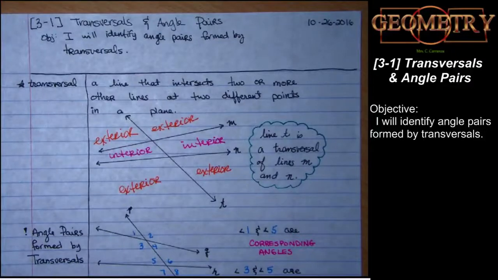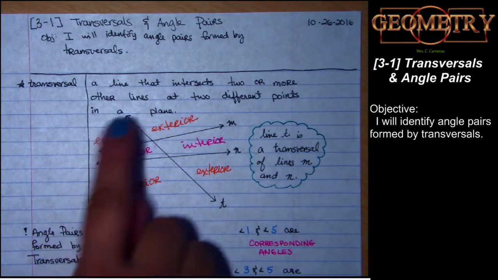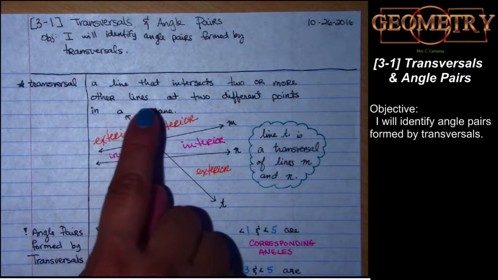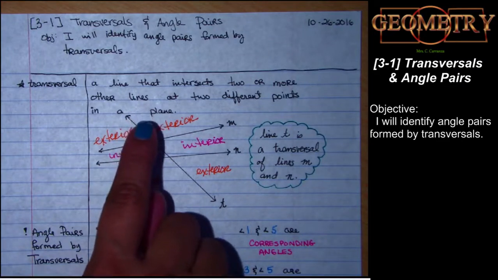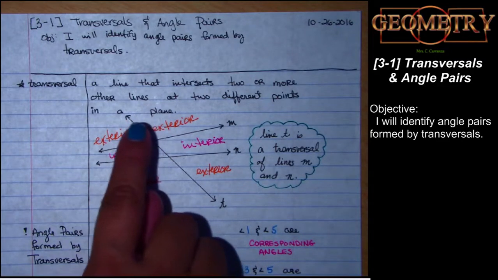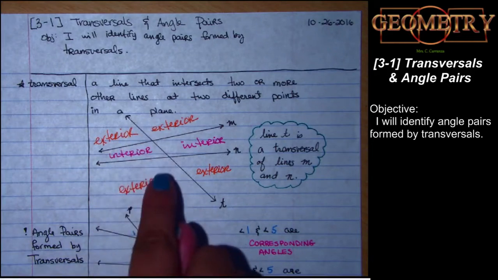So welcome back. We're going to be looking at transversal lines and then the angle pairs that get formed. So the first thing that we really need to do is figure out what the transversal is. According to the definition, it's a line that intersects two or more other lines at different places somewhere on a plane. Kind of like this graphic.